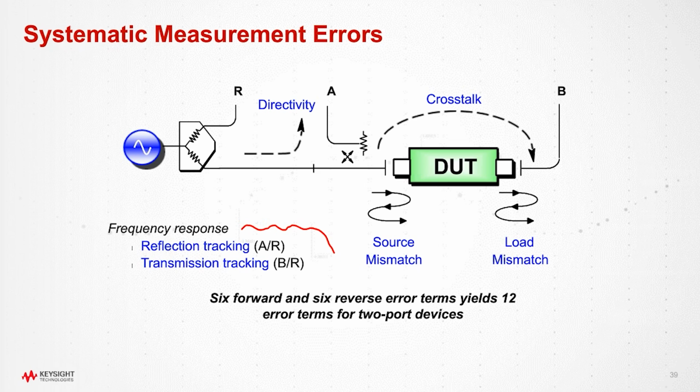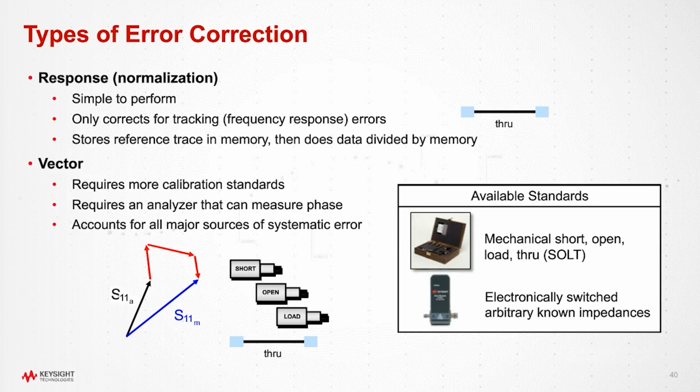And the math for 12 error terms is a little deeper than we want to get today. We have literature where you can read about it if you would like. But for now, we're just going to talk about error correction at a high level. So let's look at a couple types of error correction.